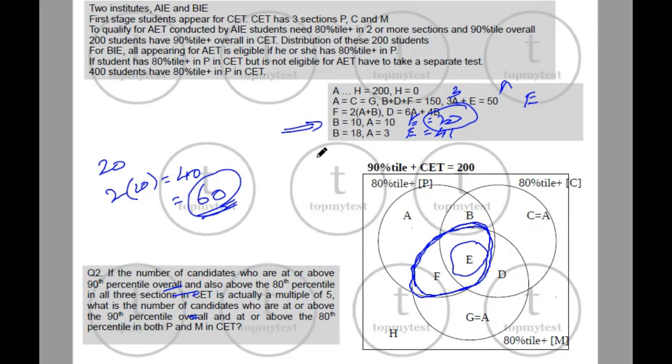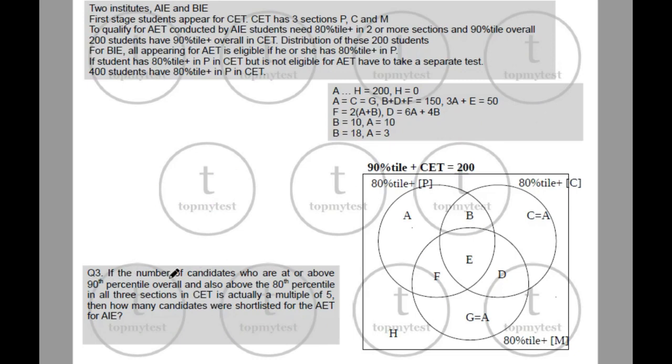Okay, let's go to the next one. If the number of candidates who are at or above 90 percentile and also above 80 percentile in all three sections, again, E is a multiple of 5. The same information as the previous one. So in this case, we get E as 20, same as the previous one.